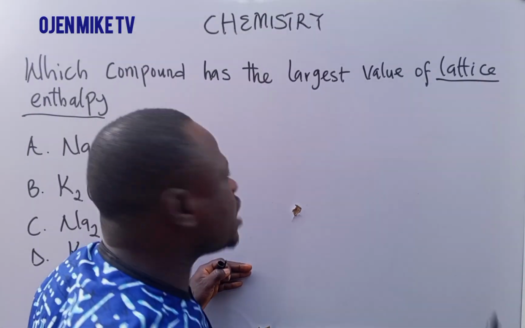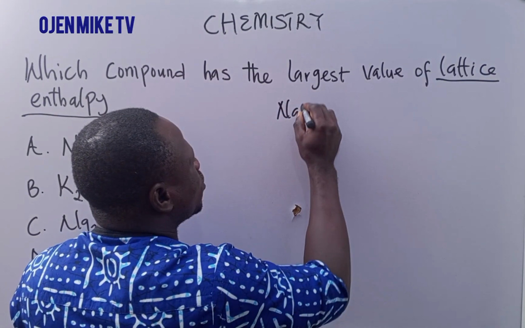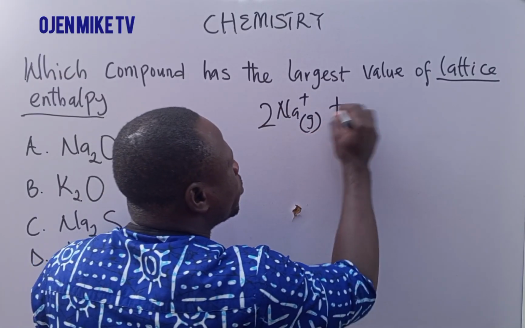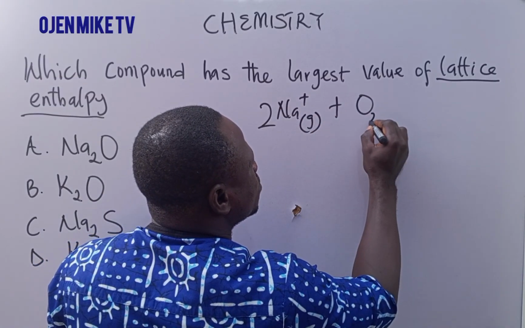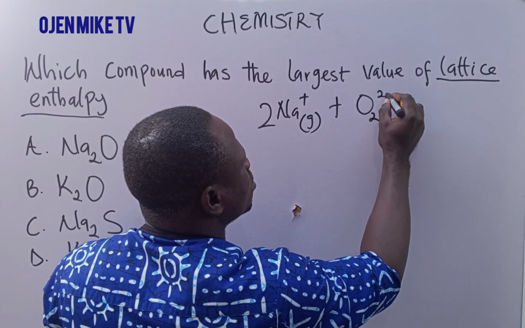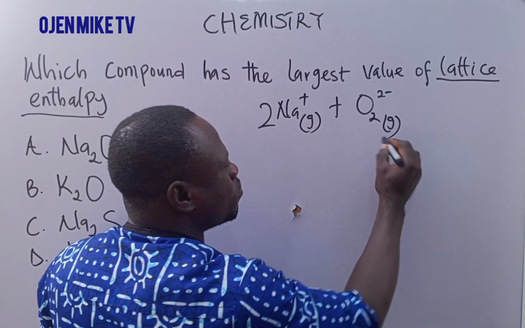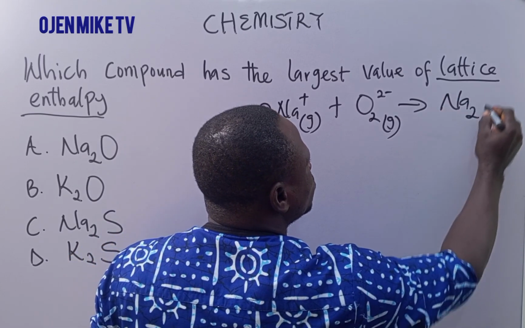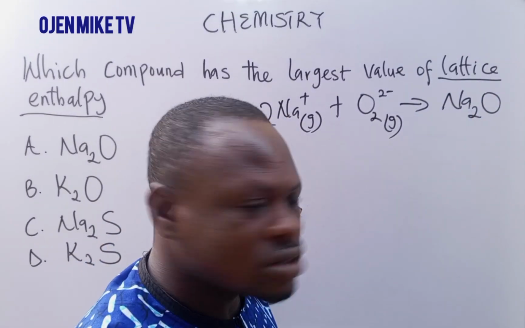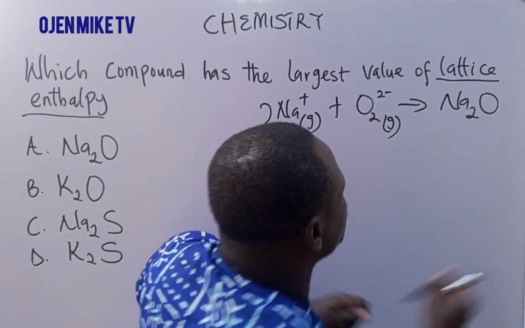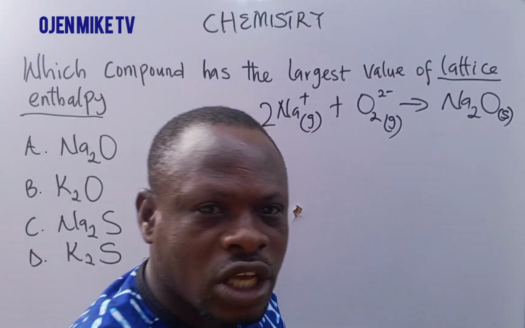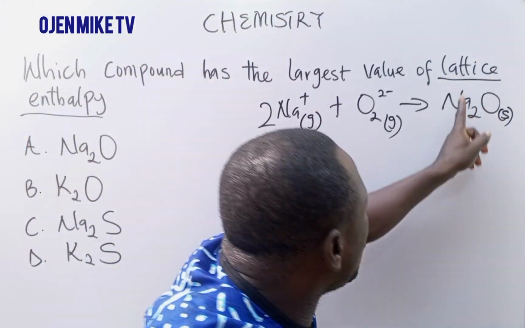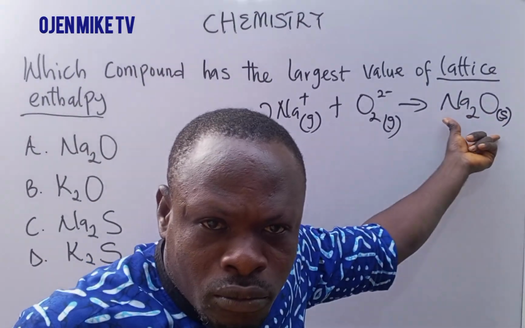Let's take, for instance, the sodium ion. Sodium ion is in a gaseous form, plus oxygen ion, in a gaseous form, will give you what? Will give you sodium oxide. Do you get that? Now, this sodium oxide is a solid.